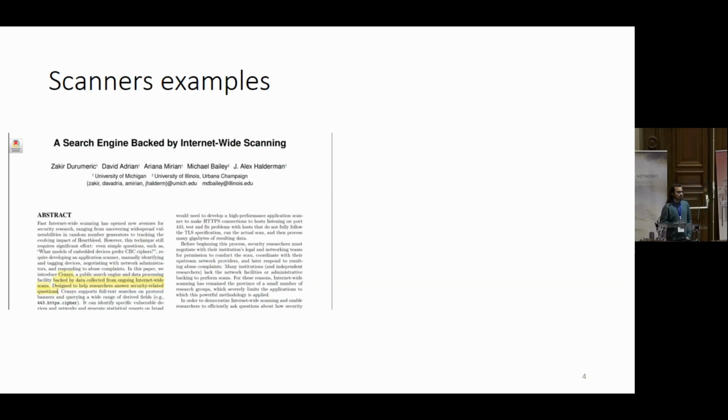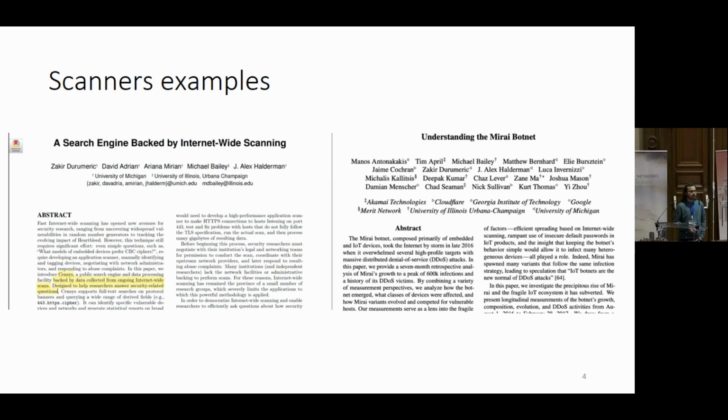Here are some examples of scanners. The screenshot is from a paper that introduced Censys, which is a search engine based on public benign scanning data. This was designed to help researchers answer some security related questions. Next, on the right, we have another screenshot from a paper that studied the Mirai botnet, which is of course a malicious scanner that scans the internet to identify and exploit vulnerable IoT devices.